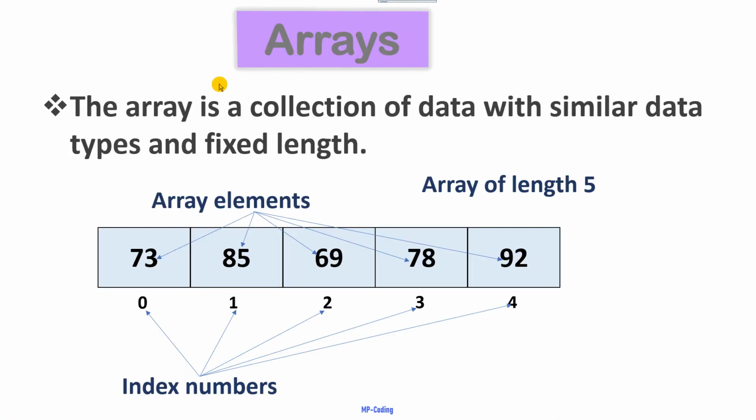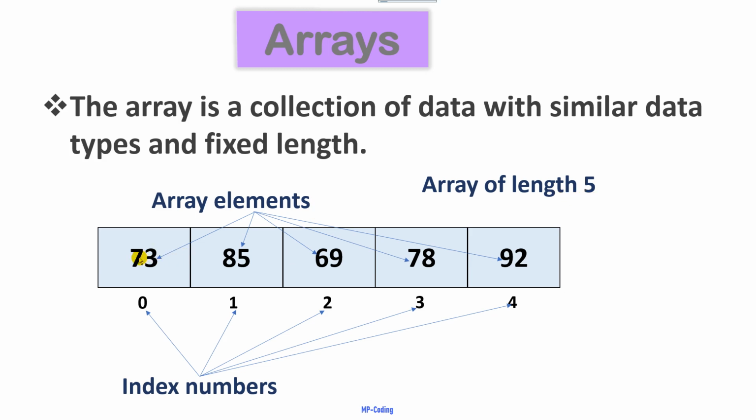So what is an array? An array is a collection of data with similar data types and fixed length. Here you can see an array after storing some data. This is the data collection of this array, and it is called array elements. Here we have 5 elements, which equals the array length. So here the length is 5.